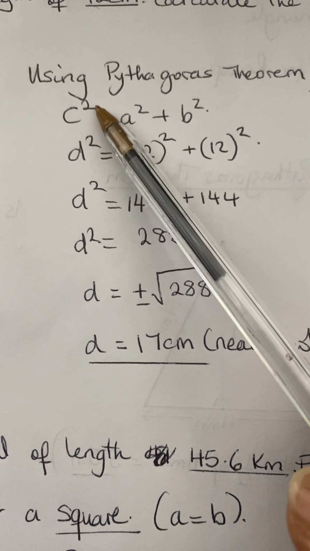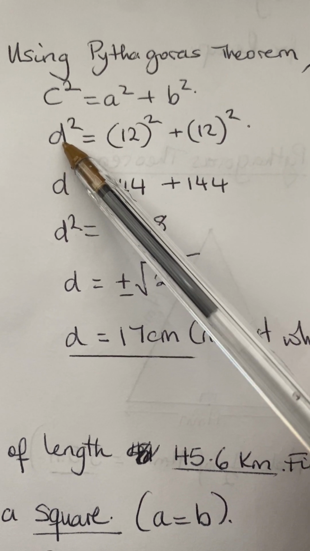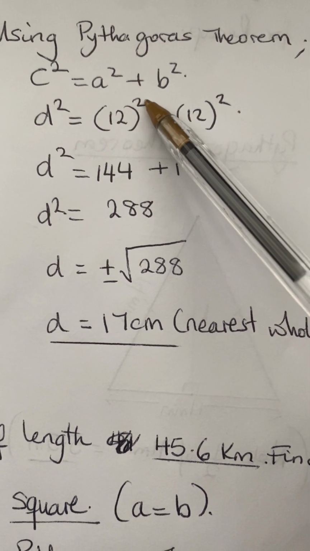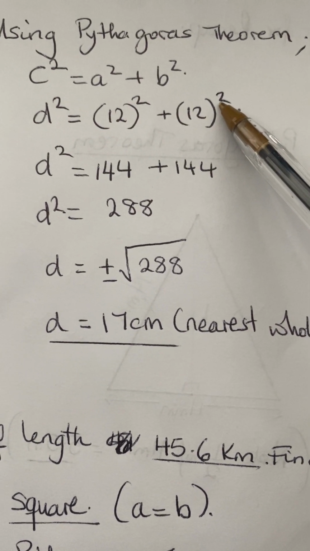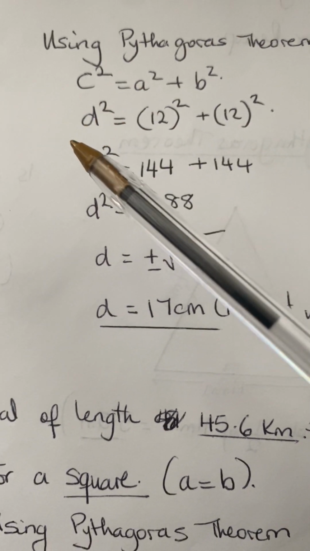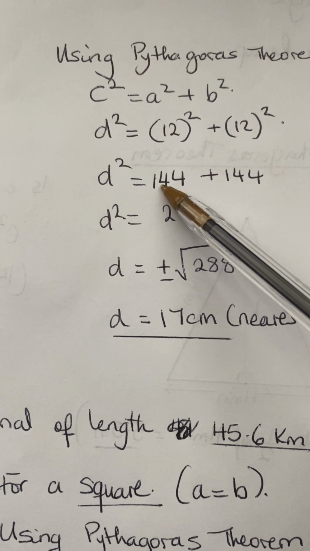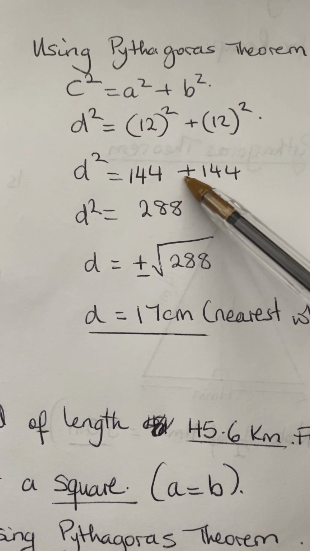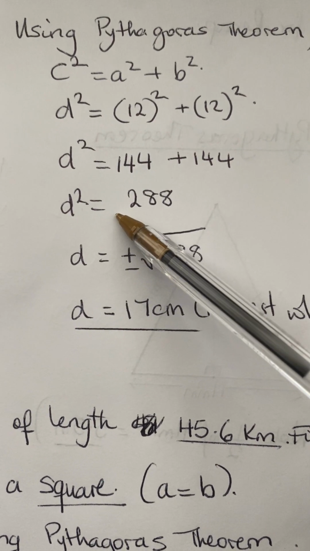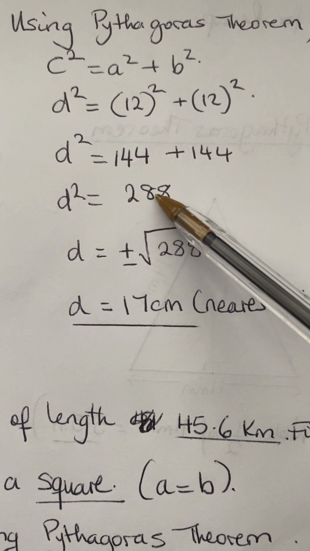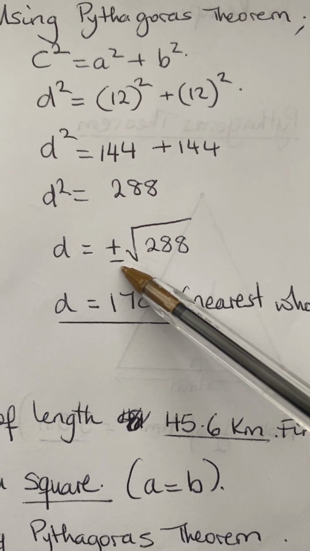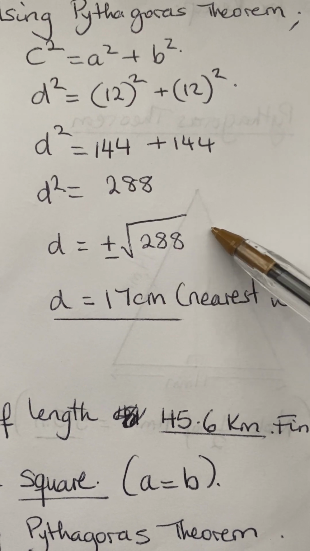So now in place of C, I'm going to put D squared. It's a square, so 12 squared plus 12 squared because they have the same size. D squared will be equal to 144 plus 144. D squared will be equal to 288. So D will be plus or minus the square root of 288.